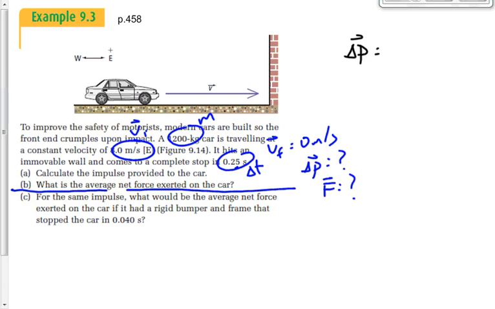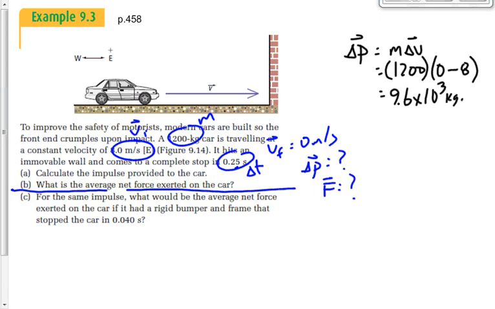Now is when we look at our givens, right? We're trying to look at the bigger picture, but there comes a point when once we know what's going on, we've got to look at our givens to see exactly which equation we use. M times delta V. The mass is 1,200 kilograms. Delta V is 0 minus 8. Right, final velocity minus initial velocity. That gives me 9.6 times 10 to the 3 kilograms meters per second. Actually, it's going to be a negative 9.6.